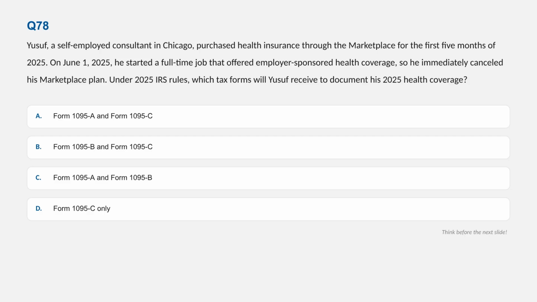A. Form 1095A and Form 1095C. B. Form 1095B and Form 1095C. C. Form 1095A and Form 1095B. D. Form 1095C only.